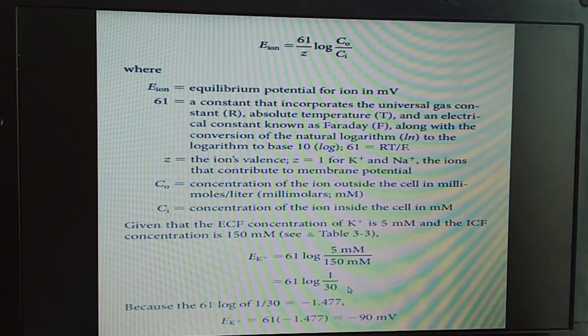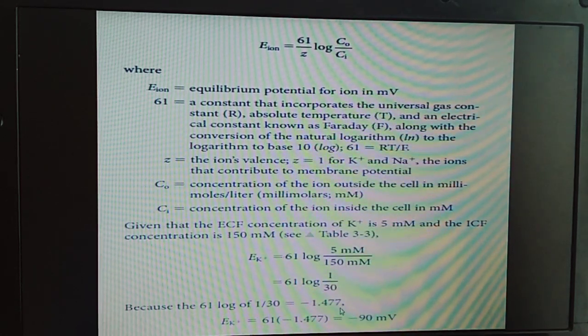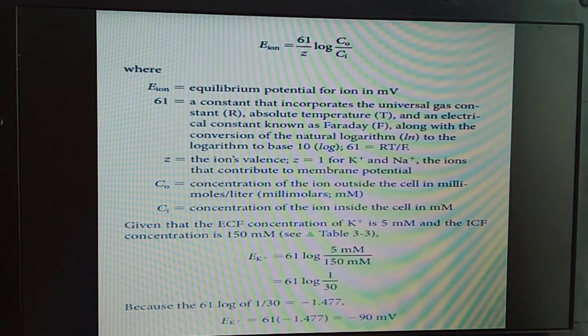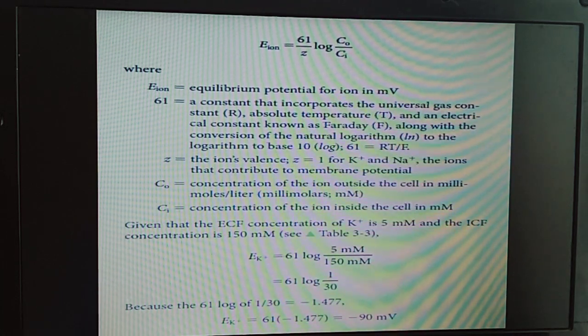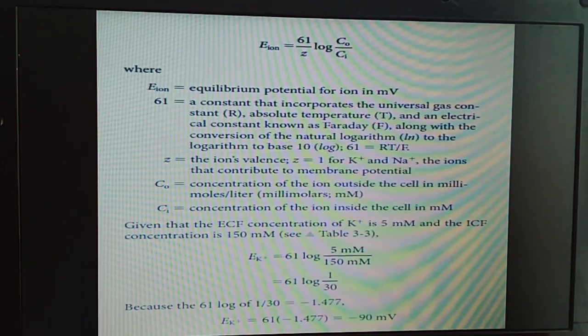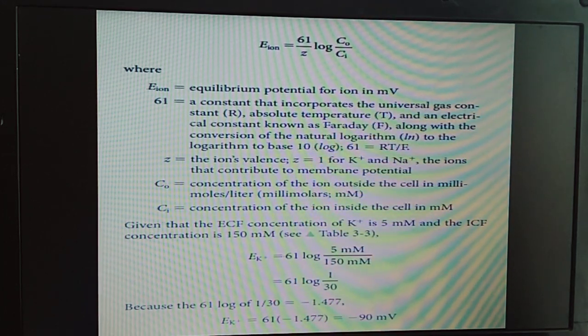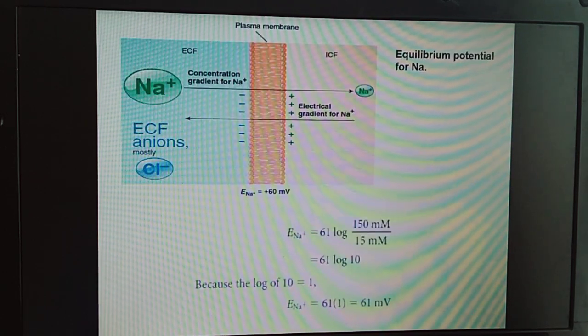So log 1 by 30 has a particular value of minus 1.477. So 61 multiplied by the log of 1 by 30 gives rise to minus 1.477 into 61. That brings about minus 90 millivolts. So that is how you calculate the equilibrium potential for potassium.